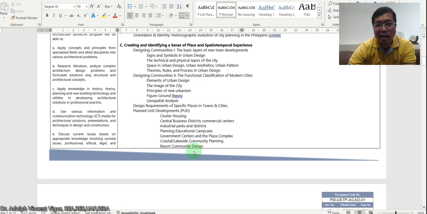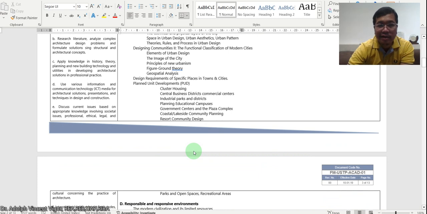C. Creating and identifying a sense of place and spatio-temporal experience. Designing Communities 1: the basic layers of new town developments, signs and symbols in urban design, the technical and physical layers of the city, the space in urban design, urban aesthetics, urban pattern, theories, rules, and processes in urban design. Designing Communities 2: the functional classification of modern cities, the elements of urban design, the image of the city, the principles of new urbanism, figure-ground theory, and geospatial analysis.